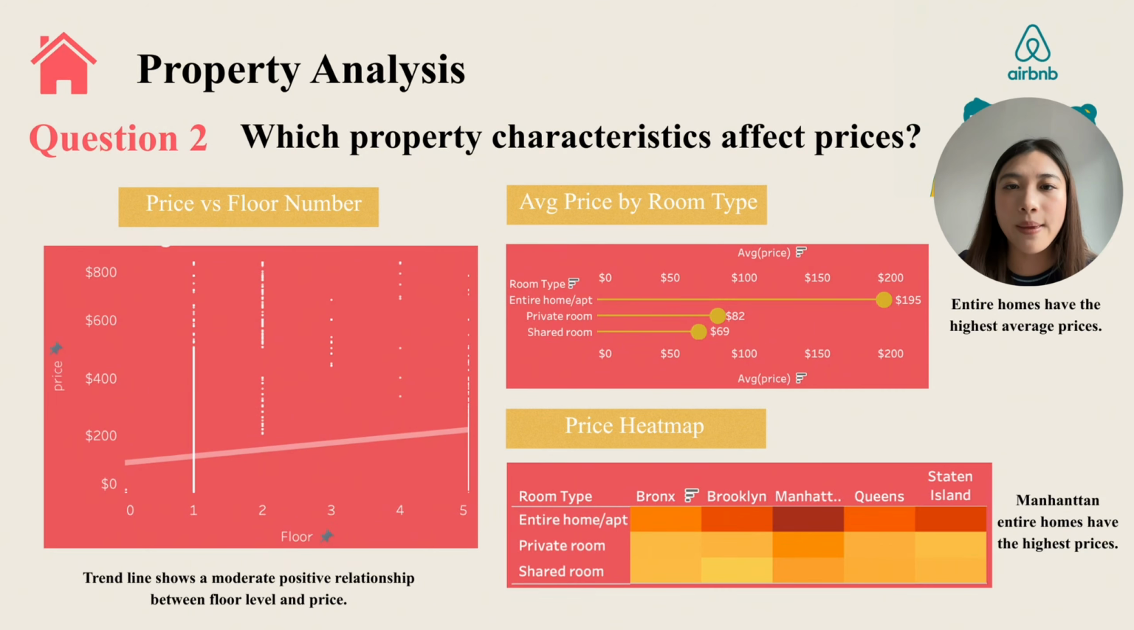Finally, the heat map combined room type and neighborhood groups, which allowed users to compare two variables at the same time. The darkest shade appeared in Manhattan for entire room listings, indicating that this combination had the highest average price. By combining those visualizations, we conclude that both location and room type are much stronger price drivers than floor level alone. Next, Purui will continue by presenting our advanced analysis.